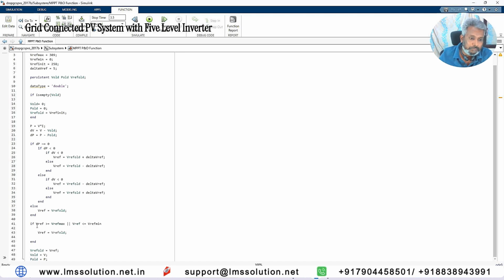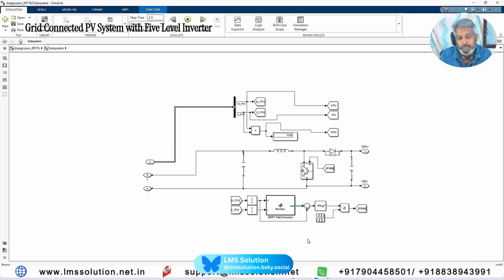Otherwise, if it is more than V reference max or less than V reference min, then we need to keep V reference equal to V reference volt, and after that we need to override V reference volt with V reference, V volt with V, and P volt equal to P. This code keeps executing every instant to calculate V reference, which will be further used to control the boost converter.